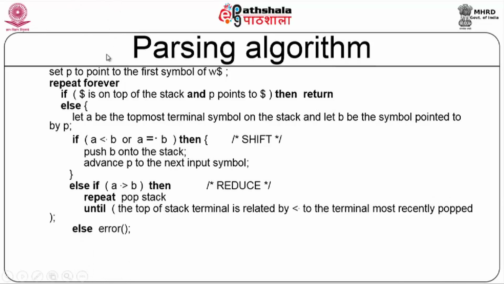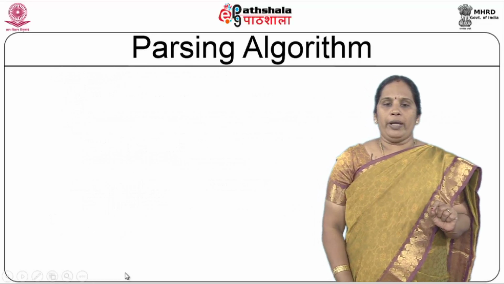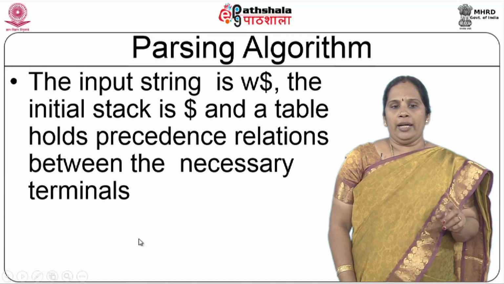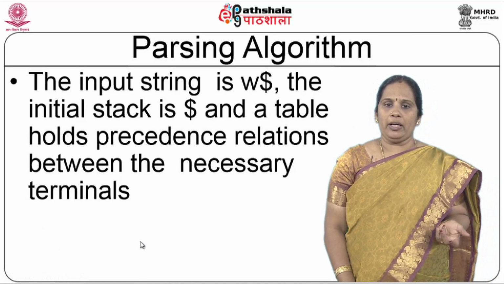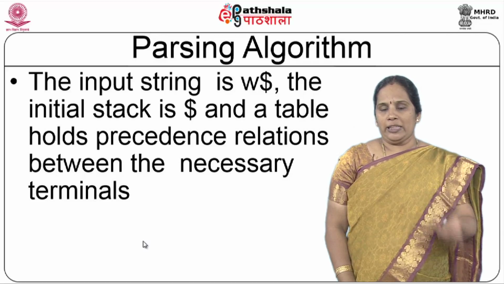if it does not match these two, that is, if the table entry is empty, then you call an error routine. That is, you will say that it is an incorrect input. So, this is the parsing algorithm. Now, based on this parsing algorithm, let us try to do this with the help of the relation which you have already computed for the expression grammar.